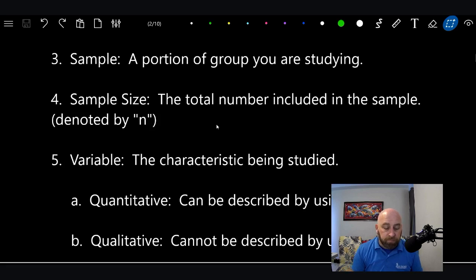In statistics, sample size is the total number that you sampled, the total amount that were part of the group that you sampled, and that's called sample size. And that is denoted by n. So anywhere that you see an n in statistics, you should think sample size.